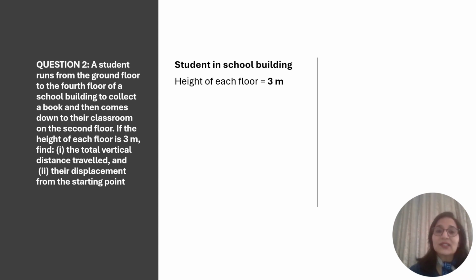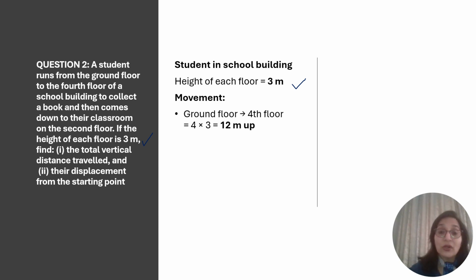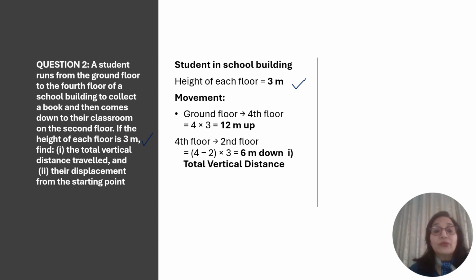Now, student in the school building, what is the height mentioned there? It is 3 meters. If you can see it, I'll put a yellow here. It's 3 meters. Then, what is the movement again here? Ground floor and the 4th floor. So that is 4 into 3. So the total is how much? 12 meters. Now from 4th floor to 2nd floor, here what you have to do is 4 minus 2 into 3, that is 6 meters down.